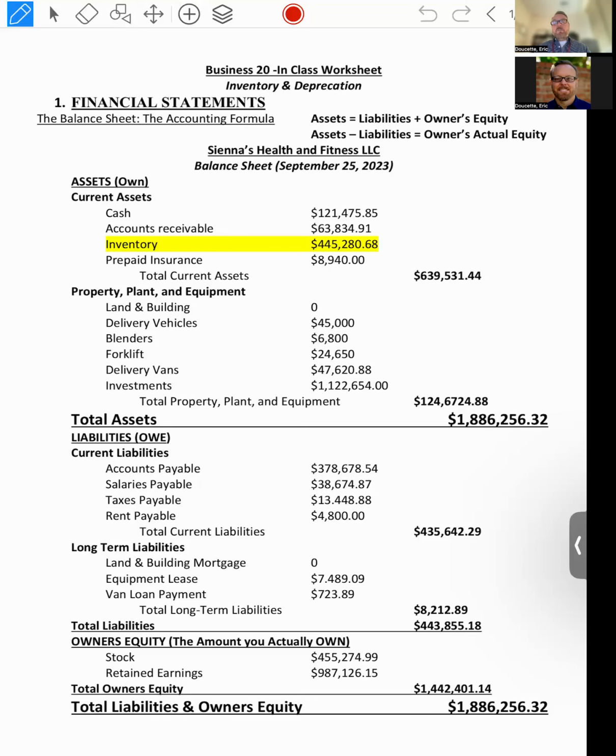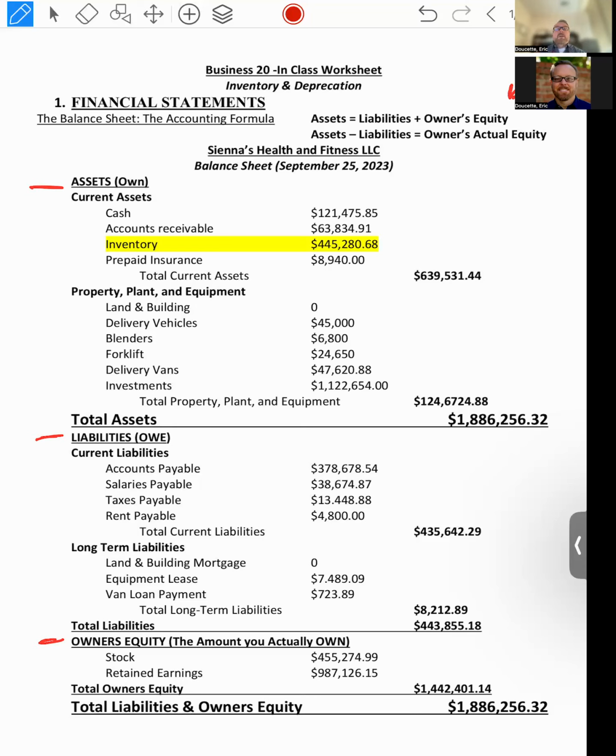But I do want to refresh your memory from last week. We did talk about the various financial statements. And here I have on your screen once again a balance sheet. And the balance sheet is basically always broken into three primary categories. One of them is your assets, the other one is your liabilities, and then the third one is your owner's equity.